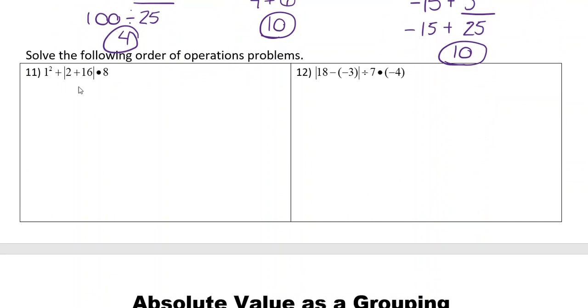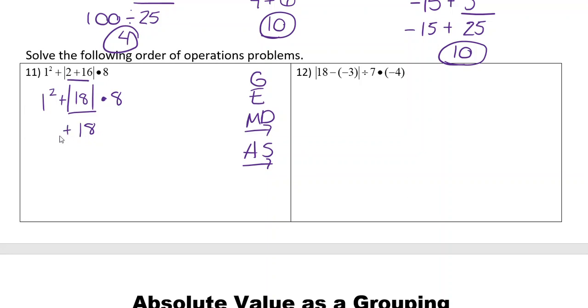So, here's our order of operations problems. We're still following that GEMDAS. We're just adding the absolute value as a grouping symbol. So I do need to solve this absolute value here first, because that's my grouping. So 2 plus 16 would be 18, but don't forget it's still an absolute value. I haven't touched that yet. Now I can do, well, what is the absolute value of 18? And that would be positive 18. I'm done with my grouping now.